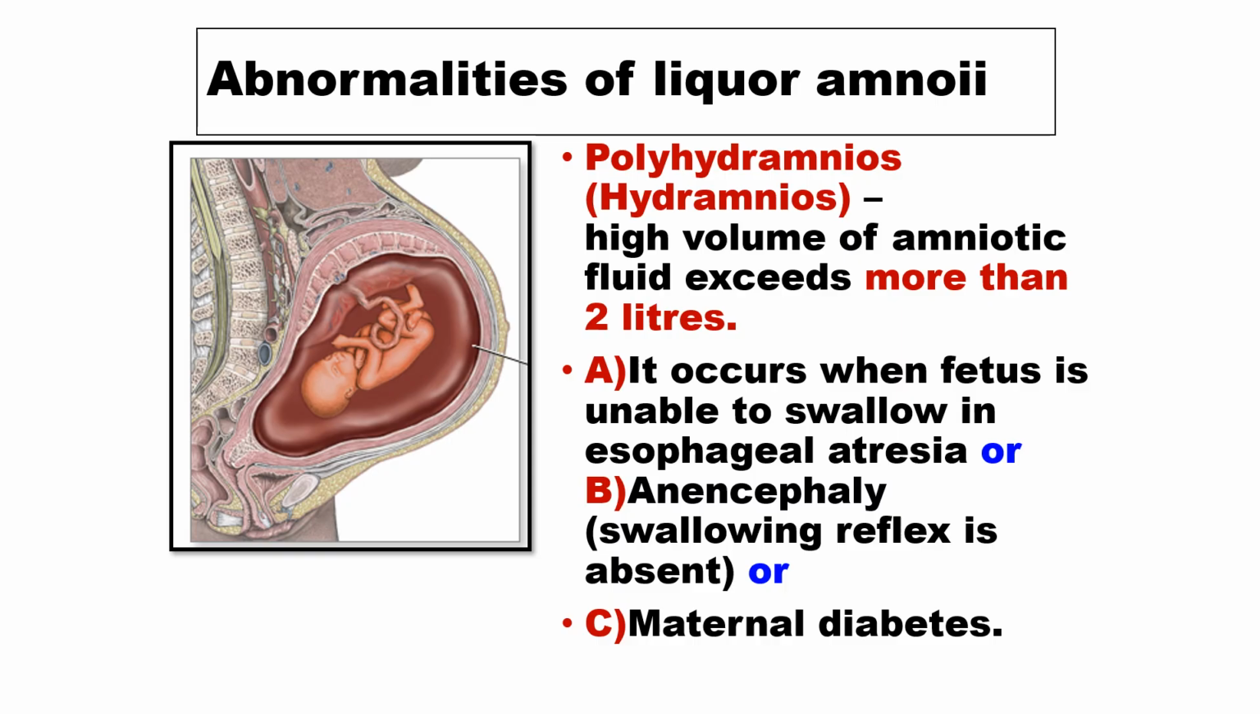Abnormalities of amniotic fluid. Polyhydramnios is a high volume of amniotic fluid which exceeds more than 2 liters. It occurs when the fetus is unable to swallow, as in esophageal atresia or anencephalic babies, where the swallowing reflex is absent, or in maternal diabetes.